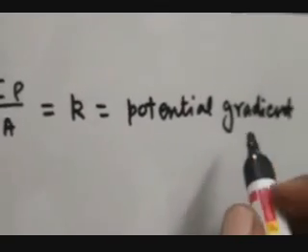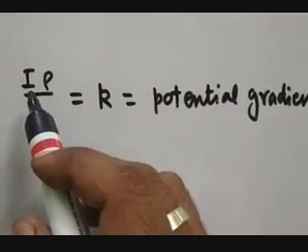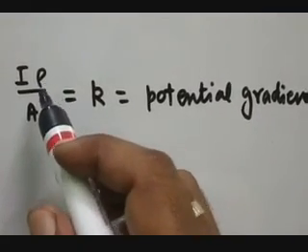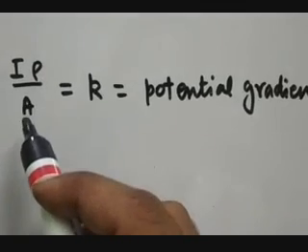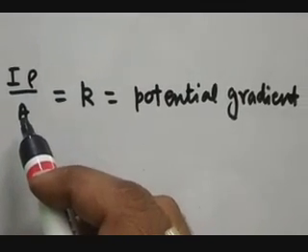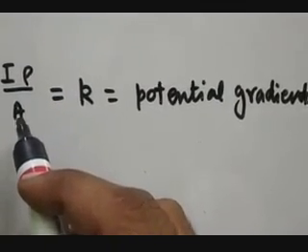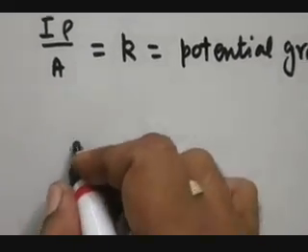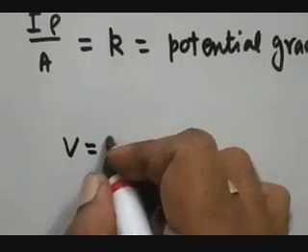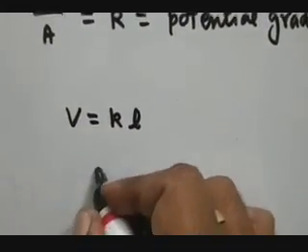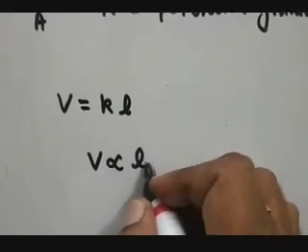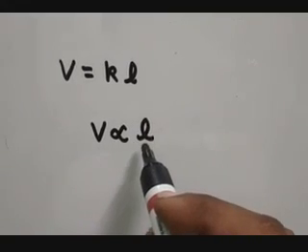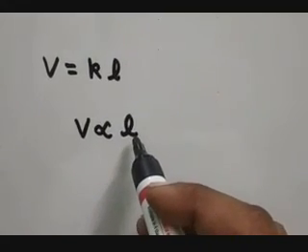And why is it constant? You can see constant current is flowing. Rho, the wire is of a given material. A is also constant. We have assumed that the area of cross section is uniform. So we can write now V is equal to KL, or V is directly proportional to the length. So it is clear that potential drop is directly proportional to the length of the wire.